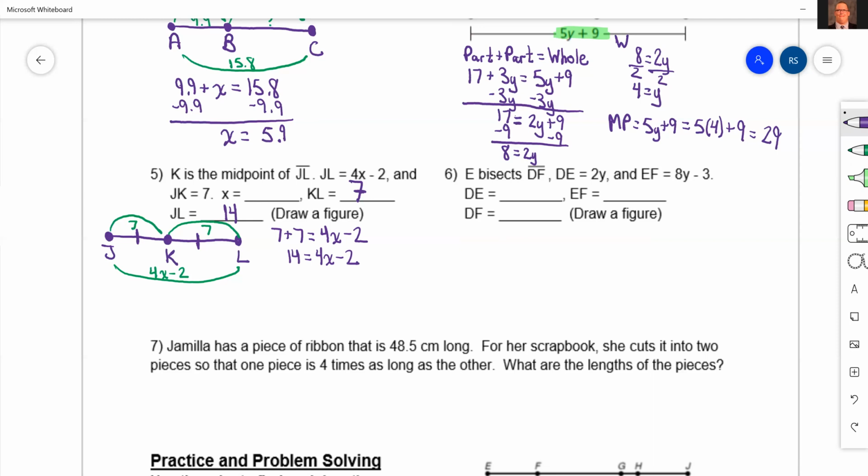Okay, so now we just have X left. So add 2. We're going to get 16 equals 4x. Divide by 4, and we get x equals 4.